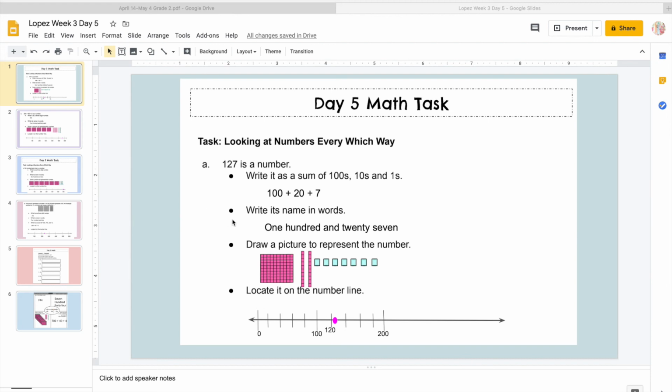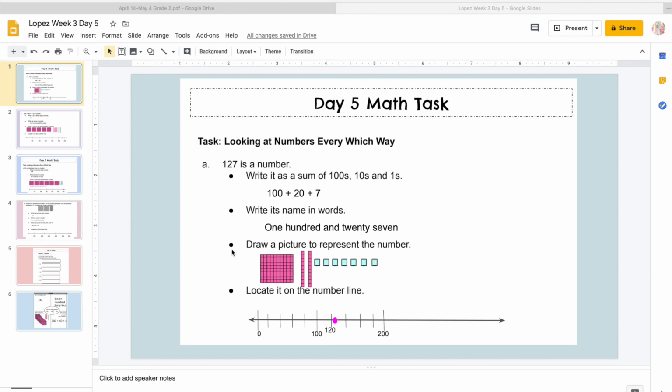127. The second bullet point here, it wants you to write its name in words. So you're using word form. So you're honestly just writing it out using words. So 127. The third bullet point would like you to draw a picture to represent the number.